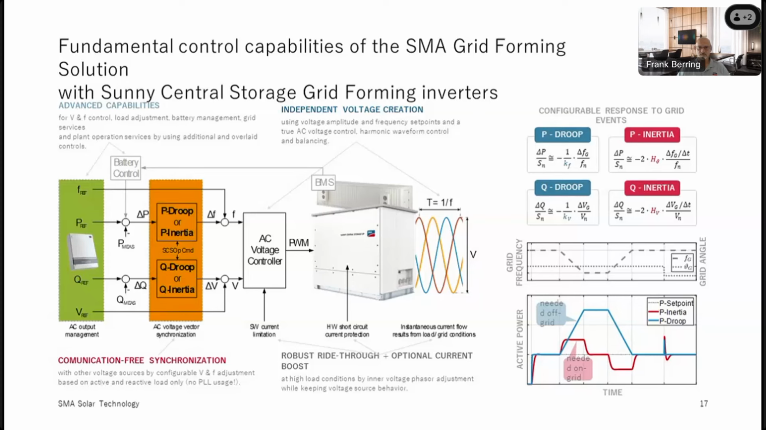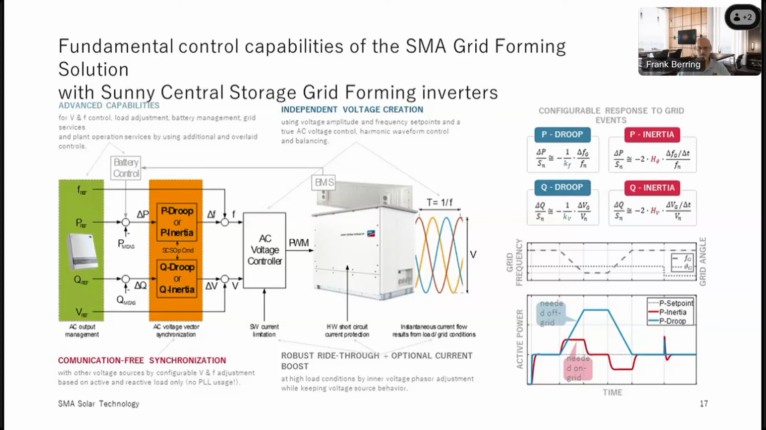So when we look into the yellow box, which is then to the right of the green box, that's our AC voltage vector synchronization. We have these two modes available, or even four, because it's divided into active and reactive power, or Q and P. And this is fully configurable, and you can set the droops and you can tune the inertia as per your need, right?